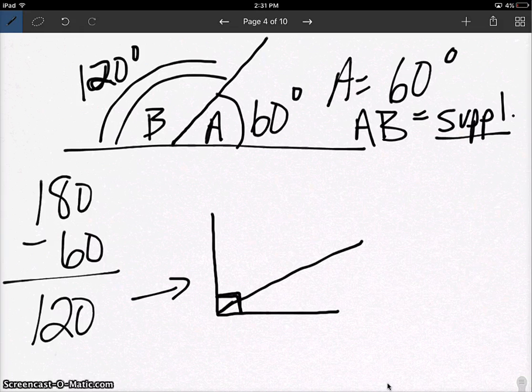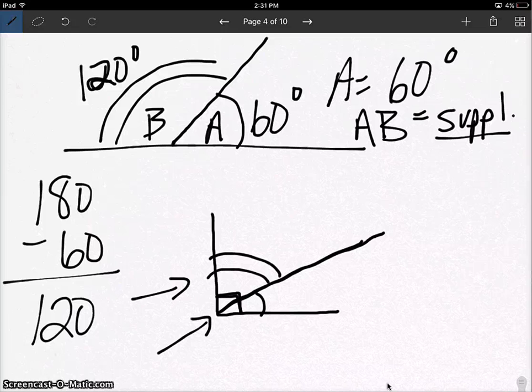And I also threw in this little line right here, and I split it. So now I have this angle, and I have this angle. I know that the both of them together, because of that little box, is going to equal 90 degrees. So right off the bat, I know that they are complementary because they equal 90 degrees together.